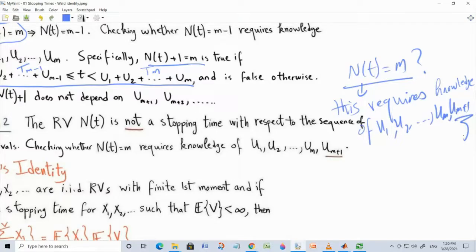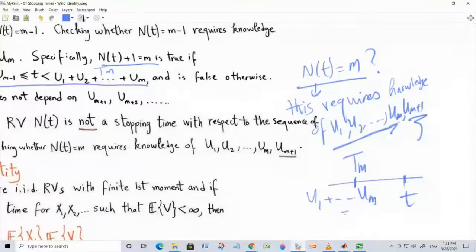Right, so you know the time of the nth arrival. So you know those guys, and so you know T_m, the time of the nth arrival. But does this mean that N(t) is equal to m? Perhaps there is an extra arrival between the sum. So here, between U1 up to Um, there is this time, and then there is the time t. So this is basically T_m, which is the sum. Now, is N(t) equal to m?